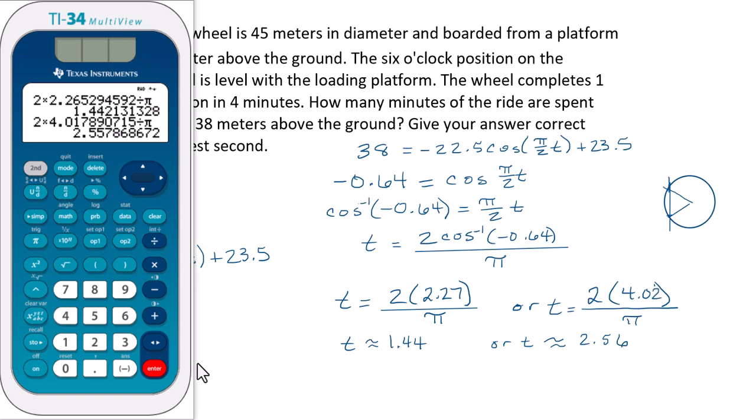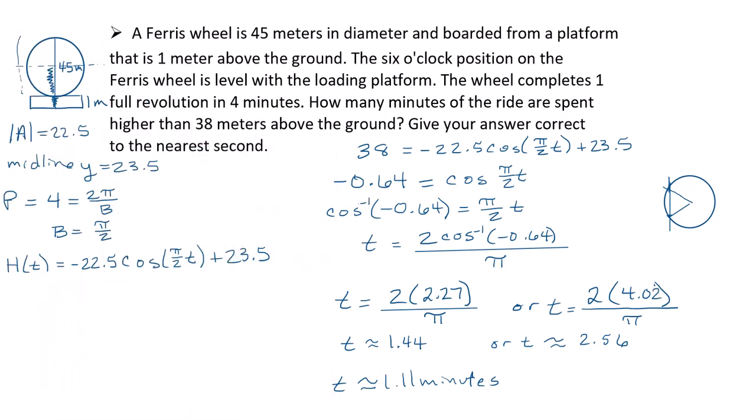So between the times of 1.44 minutes and 2.56 minutes, you are above the 38 meters above the ground. So let's go ahead and subtract those to find the total time. We're going to take that and subtract the first time that you hit that height, and that's going to be a time of approximately 1.11 minutes.